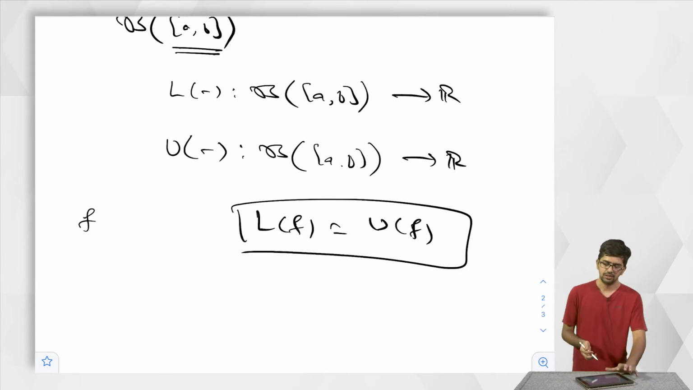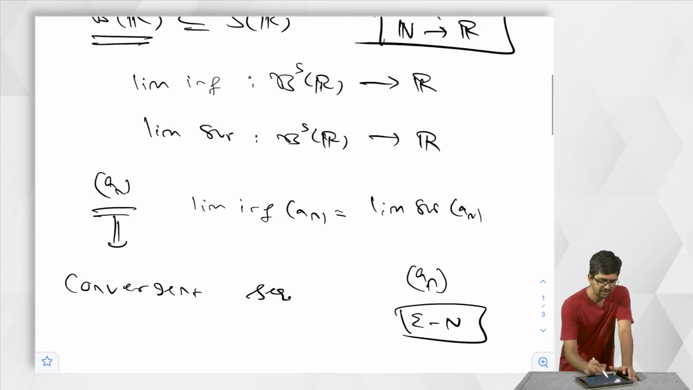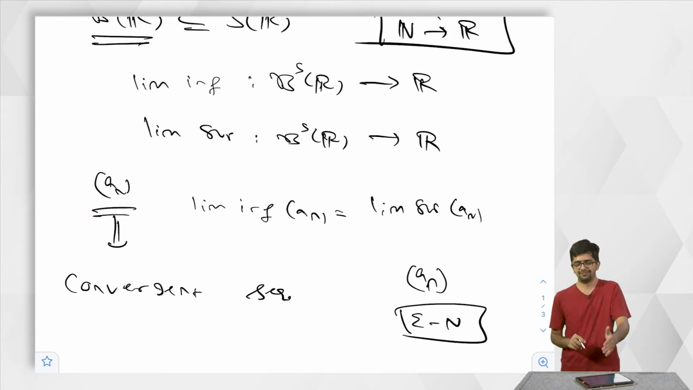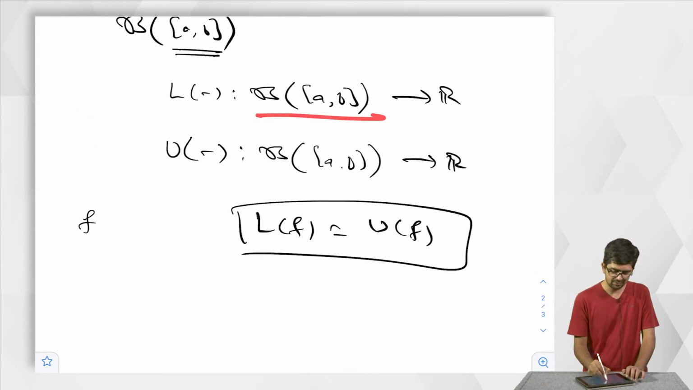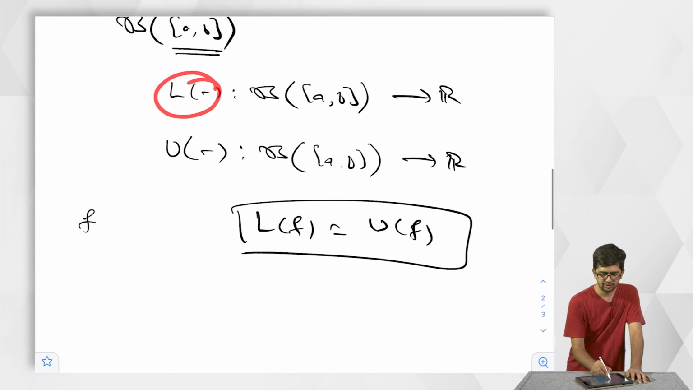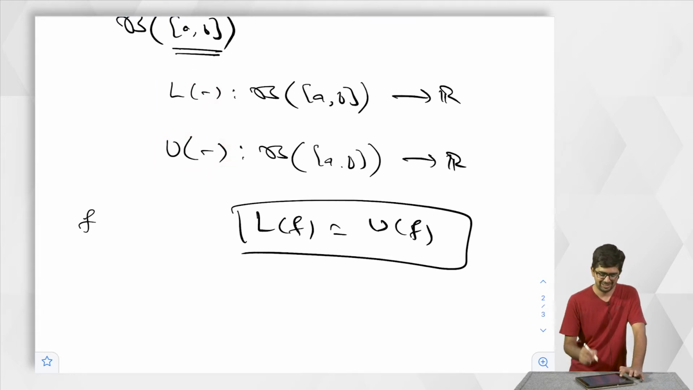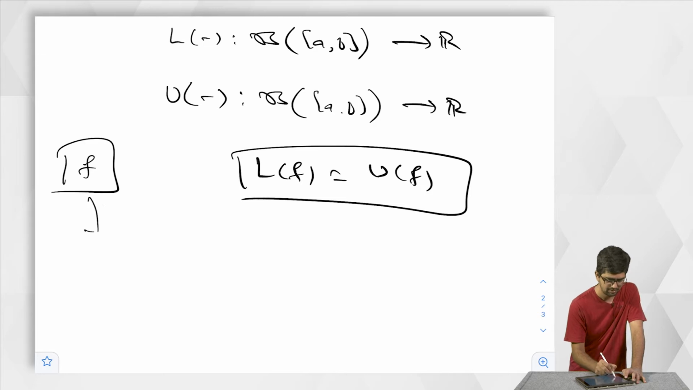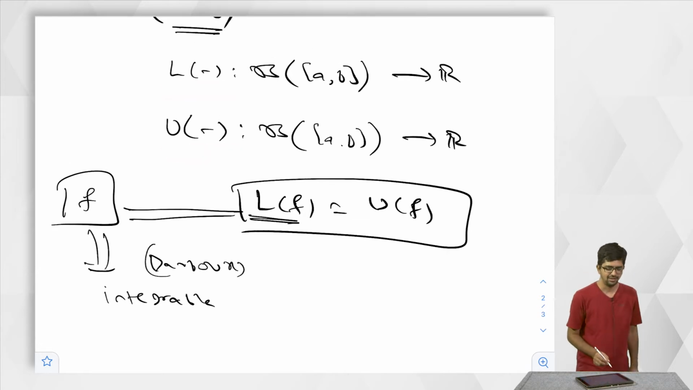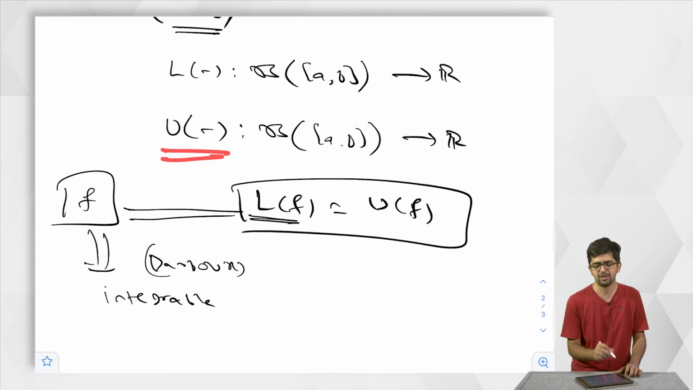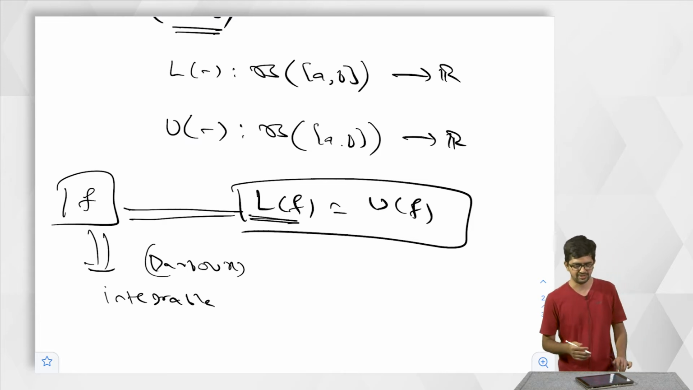Previously, if I have a sequence a_n and the images of a_n under these two maps are the same, then we have seen that this is the same as saying that this is a convergent sequence. Similarly, once we define these two maps and there is an element f belonging to B[a, b] such that L of f is equal to U of f, then that should be special. In this case we call f integrable, or to be precise, Darboux integrable, because the first map is called the lower Darboux sum and the second map is called the upper Darboux sum. We will define what these are and see their properties.